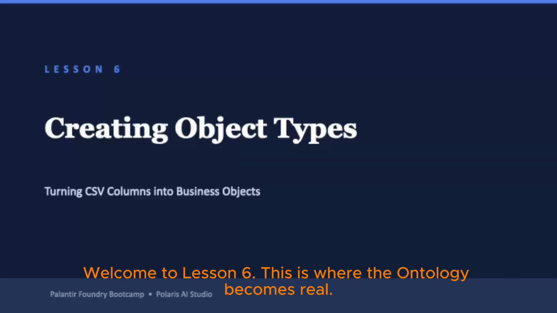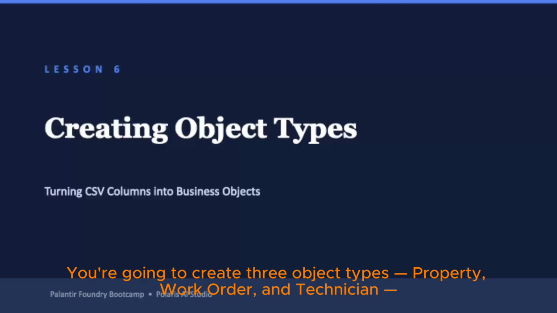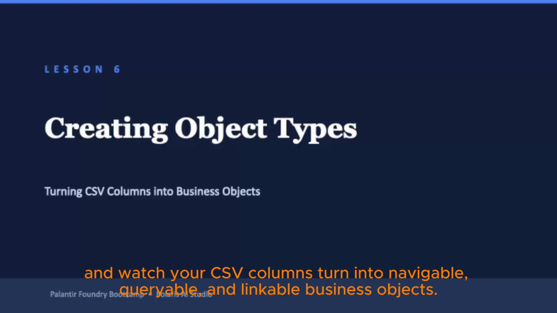Welcome to Lesson 6. This is where the ontology becomes real. You're going to create 3 object types: property, work order, and technician, and watch your CSV columns turn into navigable, queryable, and linkable business objects.